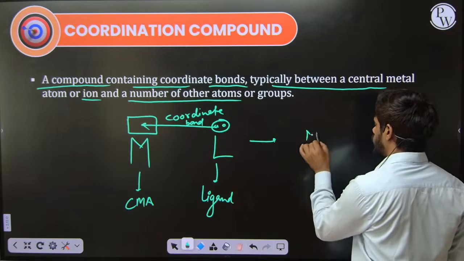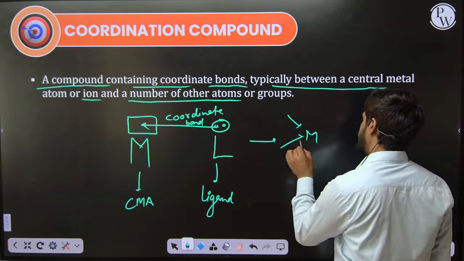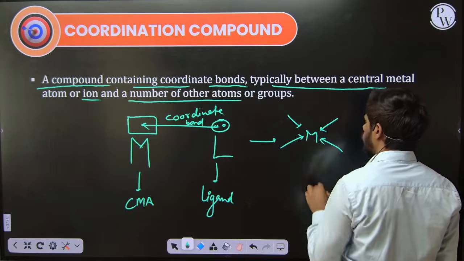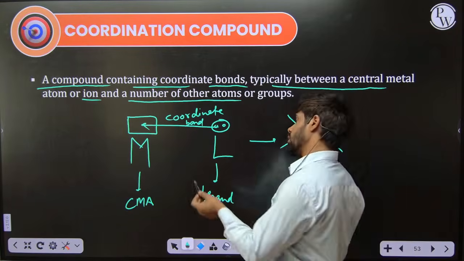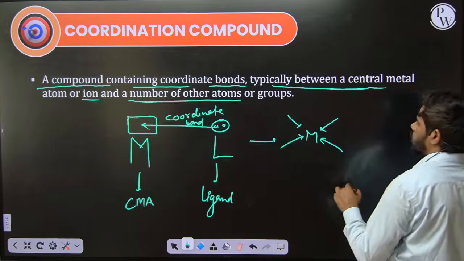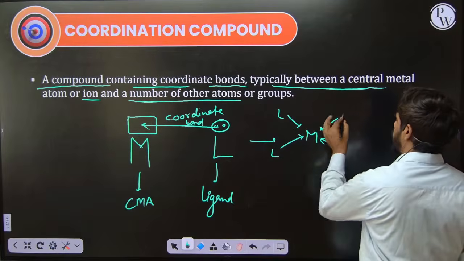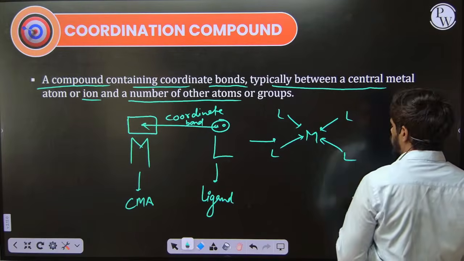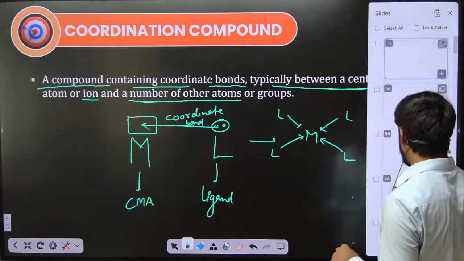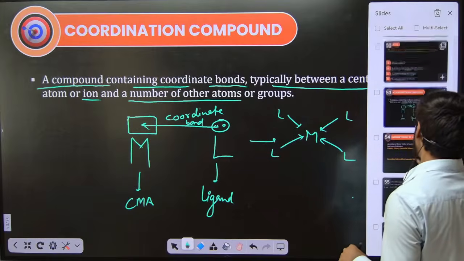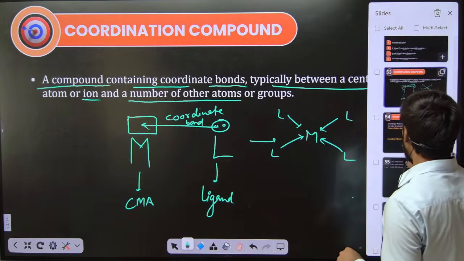There can be more than one ligand, as more than one vacant orbital is possible in the case of a metal. So it can form a metal complex. Okay, now let's see different terms about coordination compounds.